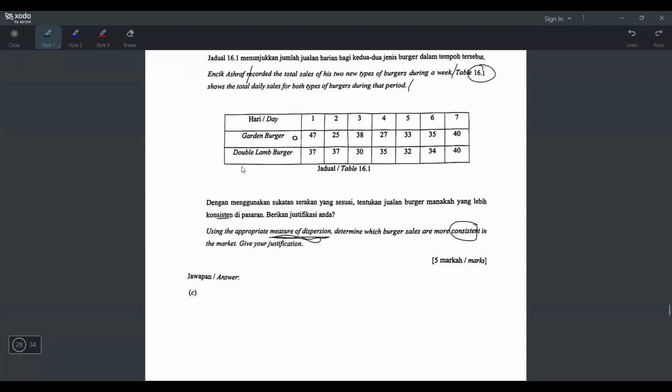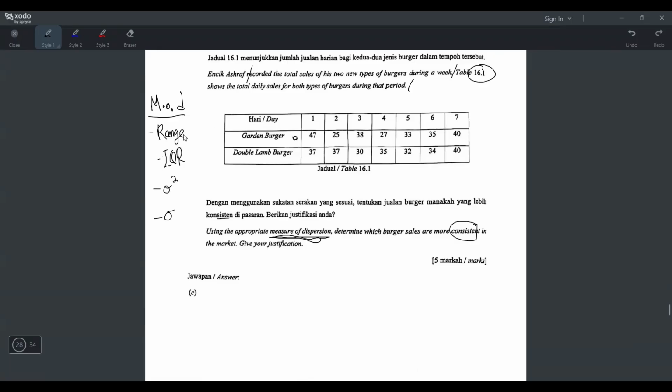Give your justification. Let's talk about measures of dispersion. I remember talking about this in my previous video also. I think it's the Negeri Sembilan paper, I forgot whether paper 1 or paper 2, but there was one question there. I also talked about measures of dispersion. Let's talk about it again. There are 4 measures of dispersion. You have range, interquartile range, variance, and standard deviation.